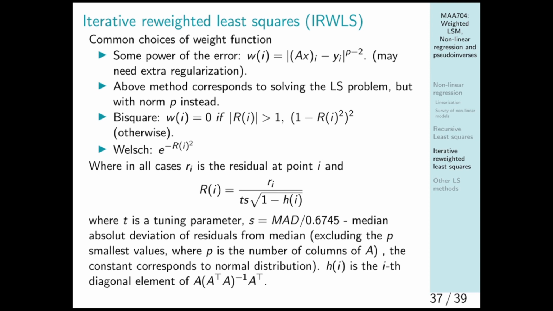Now there is a lot of notation here. T is a tuning parameter. S is the median absolute deviation of the residuals from the median, excluding the p smallest values, where p is the number of columns of A, divided by this, which is an estimate that is already calculated. And h_i is the ith diagonal element of this matrix over here. Now, our function is really complicated, now that I stop to think.